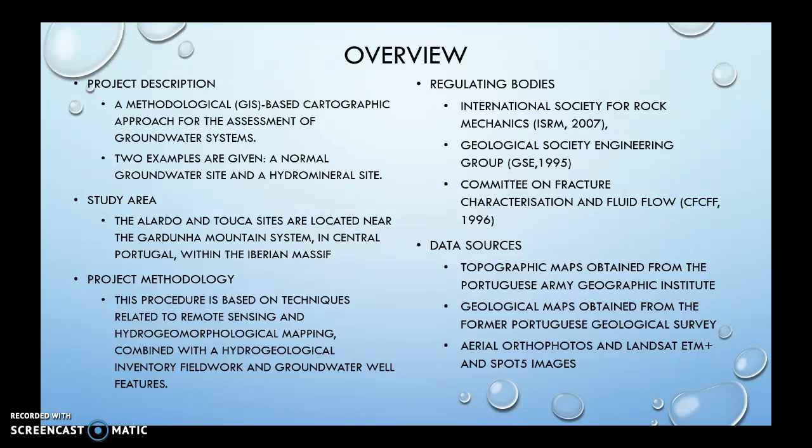This is an overview of the study. The project is a GIS-based cartographic approach for the assessment of groundwater systems. Two examples in this project are a normal groundwater site and a hydromineral site. The study area consists of the city of Alardo and the city of Tuca, which are located near the Garduna mountain systems in central Portugal, which is located in the Iberian Massif.